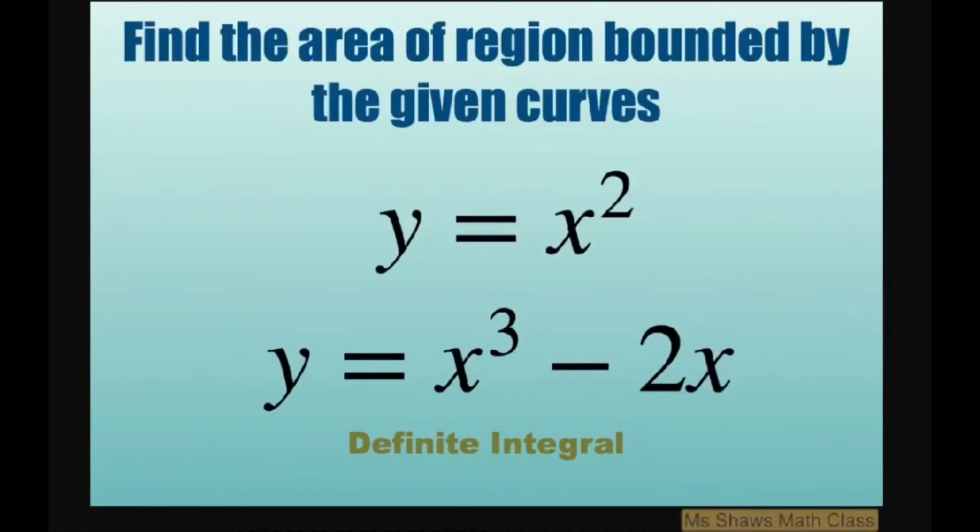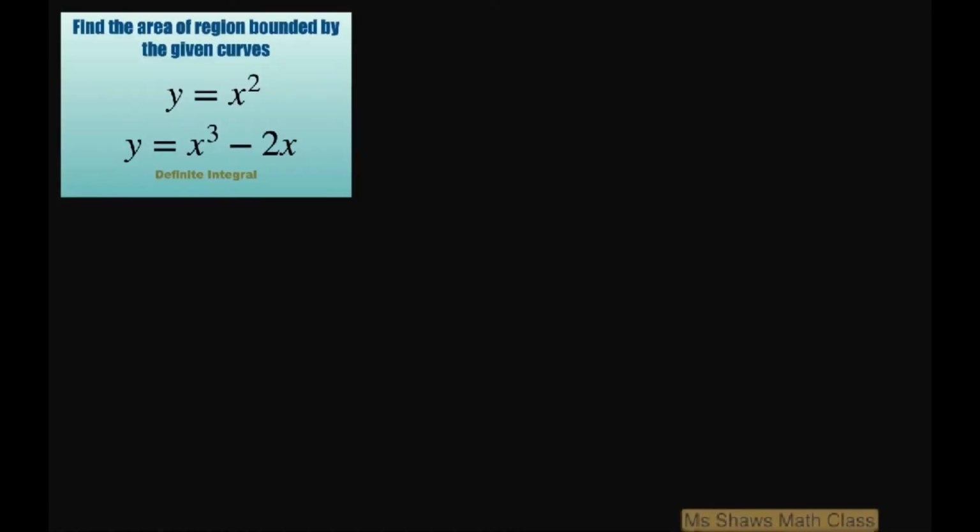One, we're going to find the area of the region bounded by the given curves y equals x squared and y equals x cubed minus 2x. So first we need to find the intersection points. So we're going to set them equal to each other. So basically we're setting y equals y. You get x squared equals x cubed minus 2x.